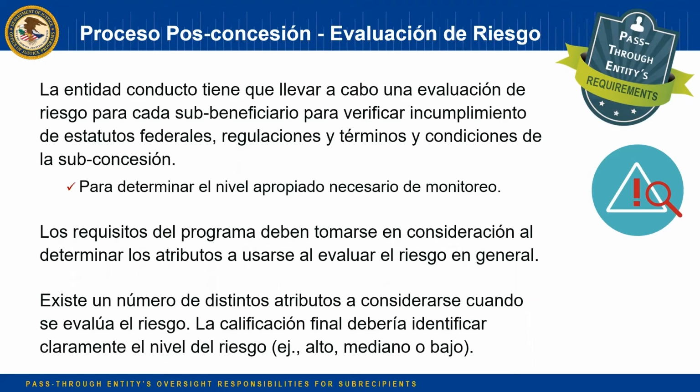Now, there are a number of different attributes or factors that you can use in your risk assessment. The final score, when you're reviewing any particular entity, should lead you to some type of level or scoring factor. So whether we're using alphabets or numbers, it should get you somewhere where you're saying that an entity is either a low, medium, or high risk. Next slide, please.